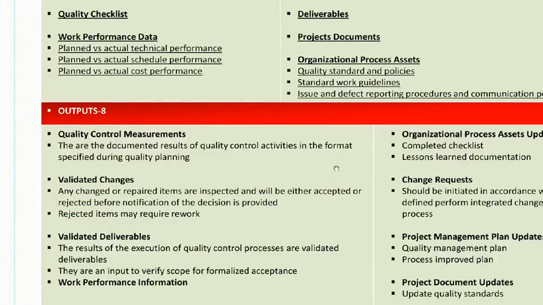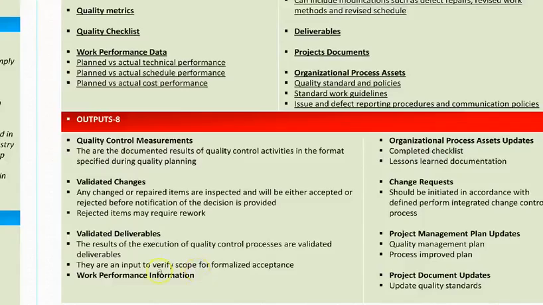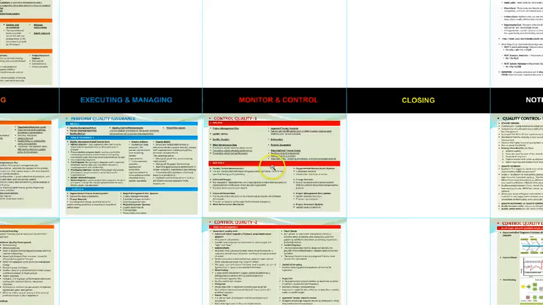Then we have the validated deliverables. The result of execution of the quality control process is validated deliverables. They are an input to verify scope for formalized acceptance. So see, validated deliverables, again they are an input to verify scope for formalized acceptance, or validate scope for formalized acceptance.